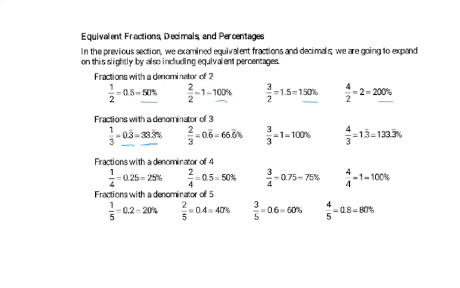So 33.3 repeating percent. With the denominator of 4, we're going 25%, 50%, 75%, etc. And with a denominator of 5, we're doing 20%, 40%, 60%, and 80%. And that's the end of this lesson.